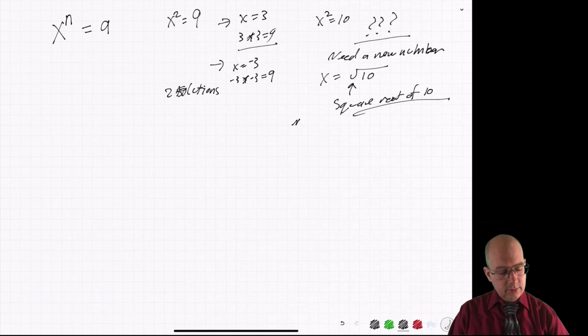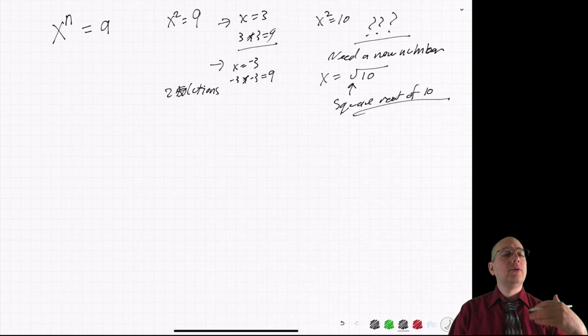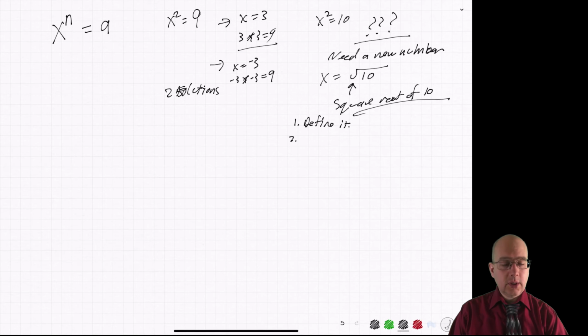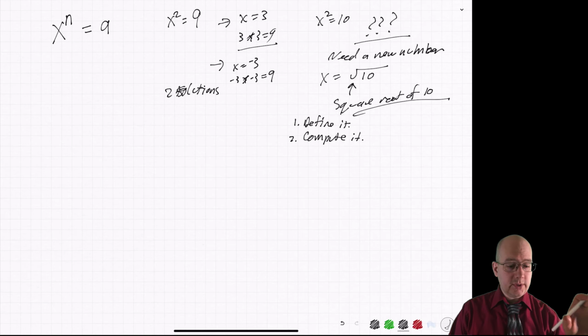Need to make that up. So we need to first kind of get it into our system, and then we need to actually show how to compute it, right? So define it. And 2 is computed. All right, so that's one set of problems.